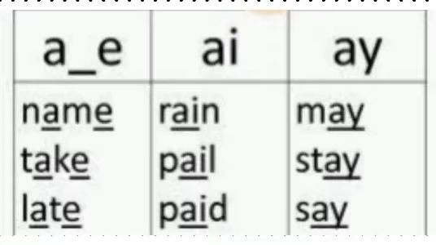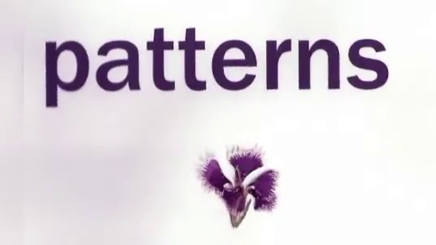Now next is AY. In the last column there, we have AY. Now we look for a letter that we can add at the beginning of AY to form a word. If you add M to AY, we have May. We can also add ST to AY and we have stay. We add S to AY, we have say, and so on and so forth. So simple, right? Now let's see another form of word pattern 2.